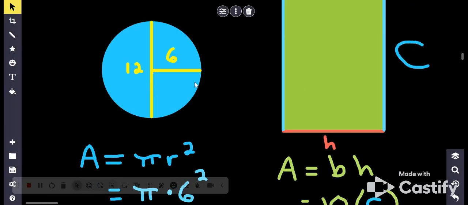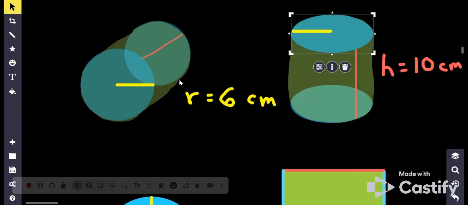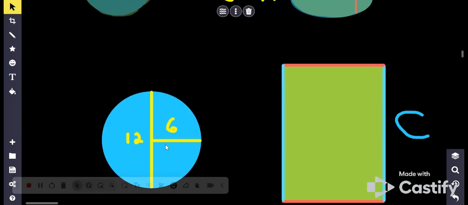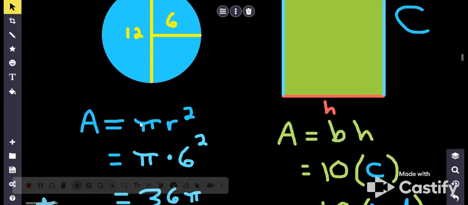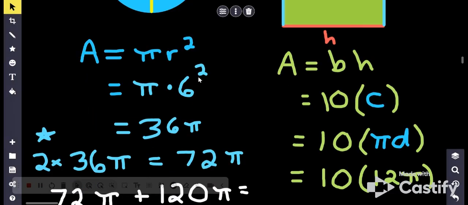First of all, looking at the circles, the top and bottom, the front and back, we're told the radius is 6. Again, the area of a circle is pi r squared. Pi times 6 squared is 36 pi. And we're just going to leave it in terms of pi. If you want to approximate pi as 3.14 or 22 over 7, that's fine.